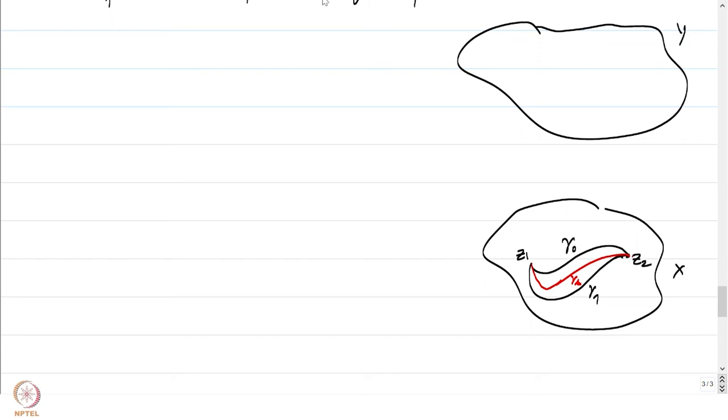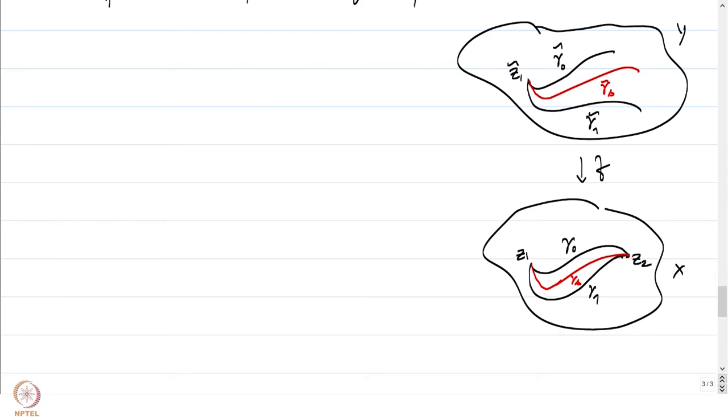And suppose we are able to talk about the lift. This is say gamma 0 tilde, this is say gamma 1 tilde and say this is going to be gamma s tilde. What this says is that the point here is going to be z1 tilde. Z1 tilde is getting mapped under F to Z1 and F composed with gamma S tilde is equal to gamma S. That is what it means for gamma S tilde to be a lift of gamma S with respect to F. All this is getting satisfied.